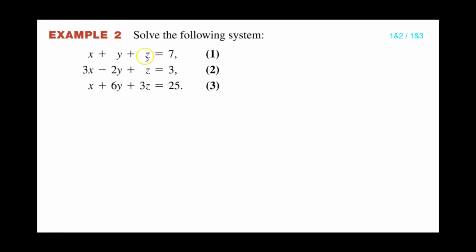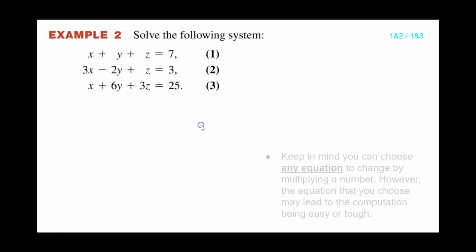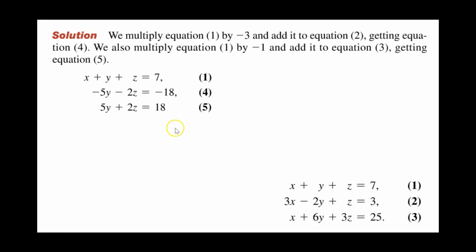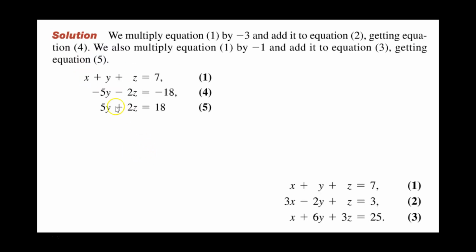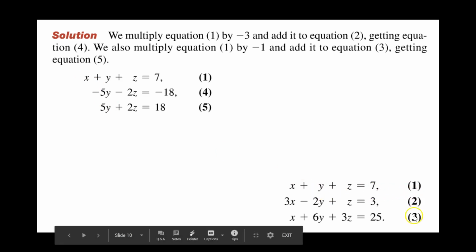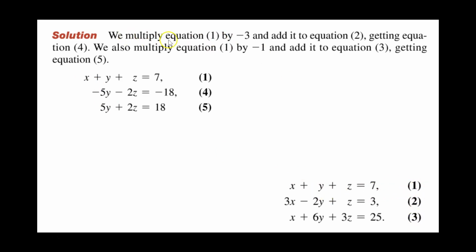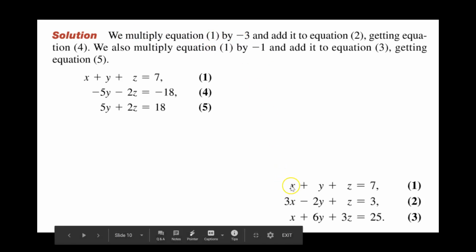So for 1 and 2, if I want to eliminate the x's, I have to multiply every part here by negative 3 in order for these x's to go away. Negative 3 here, negative 3 here, negative 3 here, negative 3 here. That way, if I add them together, the x's will cancel out. So here are my equations written again. By multiplying the first equation by negative 3, we get negative 3x, negative 3y, minus negative z, equals negative 21.